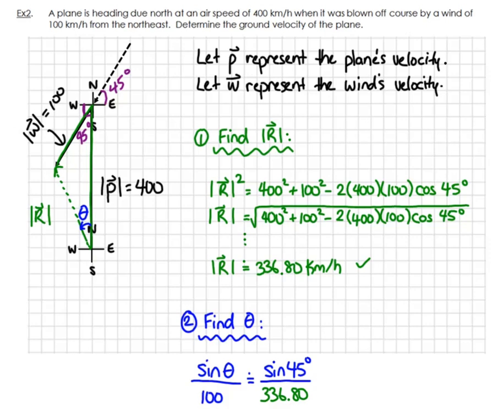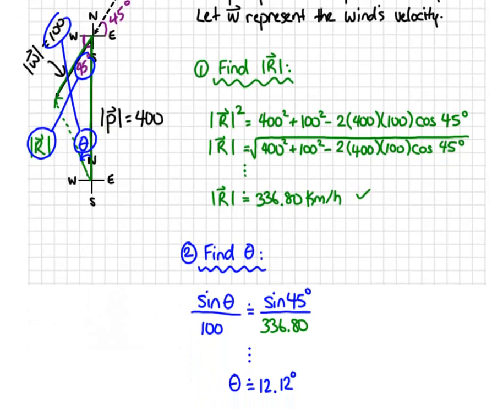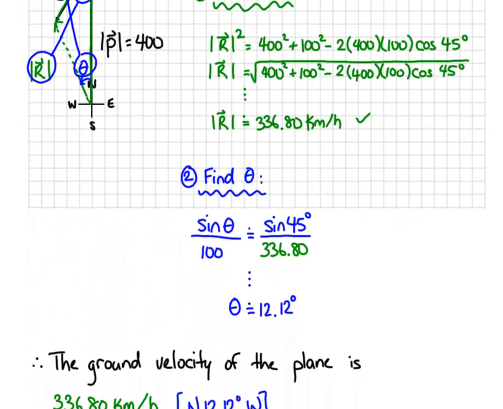Well, you already have this angle and the opposite side. You have this side, so you can find the opposite angle. You're just going to use sine law. Right? So right there, sine law. And I got 12.12 degrees.